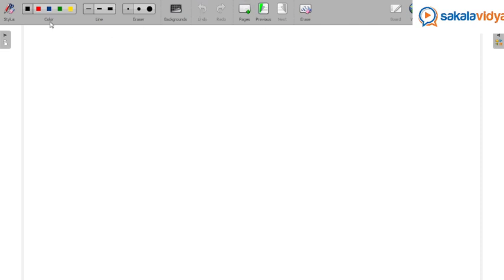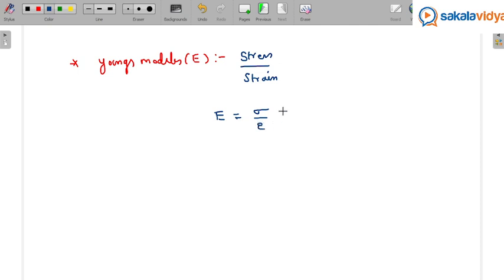The first thing, that is Young's modulus or modulus of elasticity. So what is meant by Young's modulus, which is denoted with capital E? Simply, it's a ratio of stress by strain. So E is equal to stress divided by strain, and the units for Young's modulus are Newton per mm square or Newton per meter square.